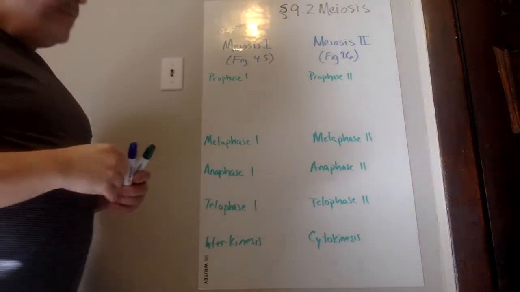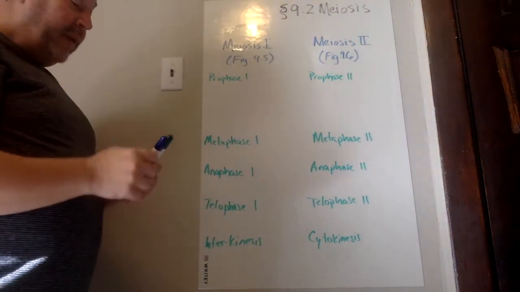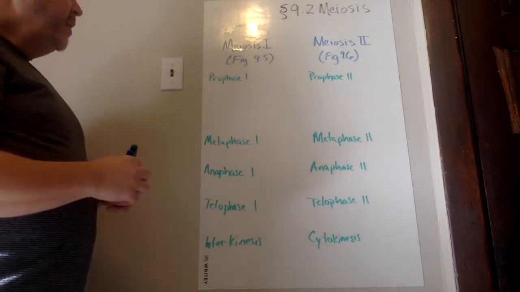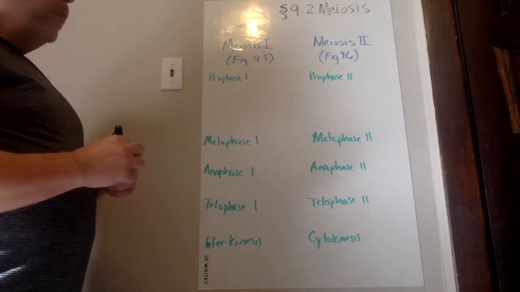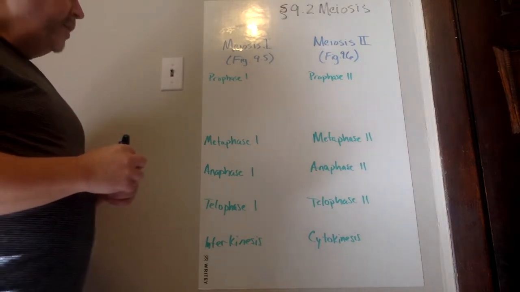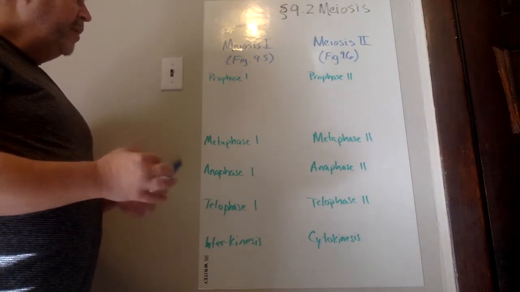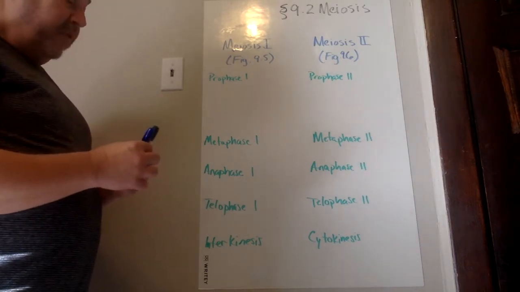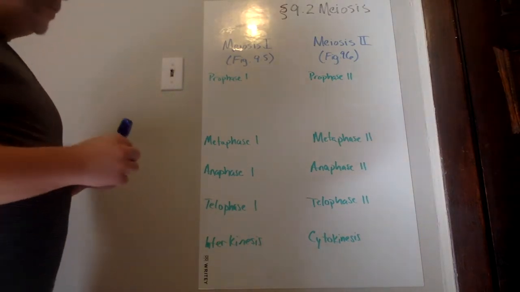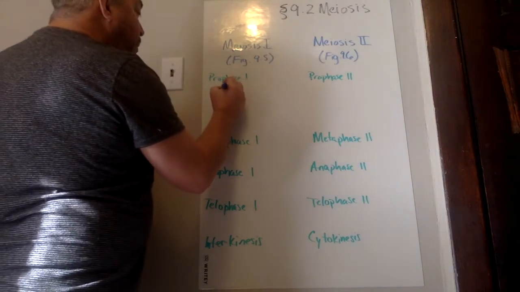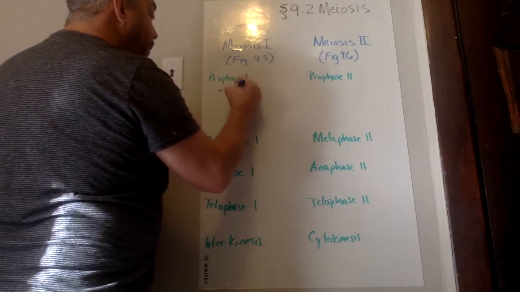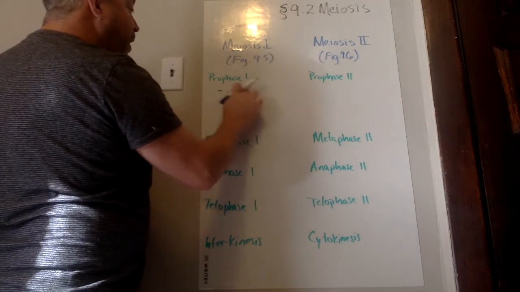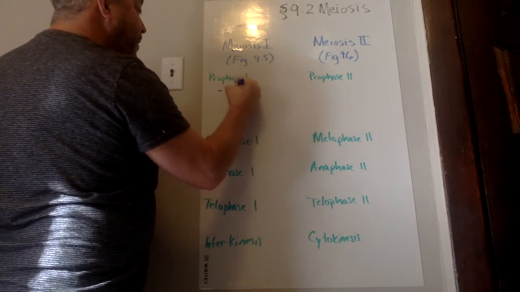Many of the things that happen in these steps are very similar to mitosis, so I'm really just going to put up the highlights here, the things that are different. So in prophase 1, just like in mitosis, this is when the nucleolus disappears, the nuclear envelope disappears, the centrioles are going to move to their poles. But one very important thing that happens here is crossing over. Actually, we should probably start off with synapsis.